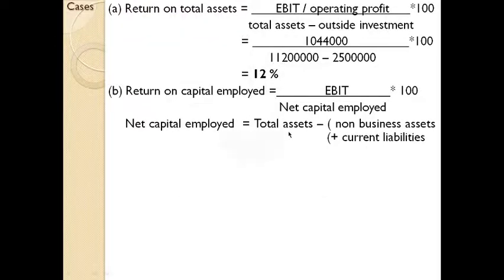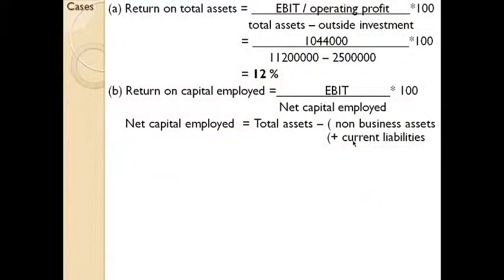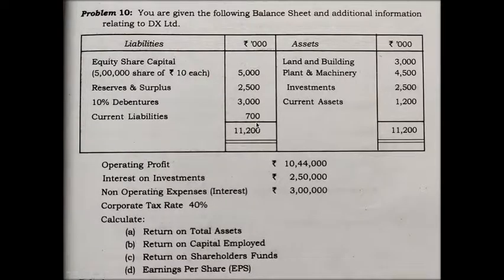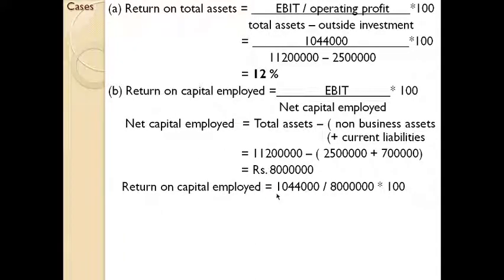Okay. Here total assets is 11,200 thousand, and non-business assets is investments, that is outside investments, and current liabilities are already given. So you will get total assets minus non-business assets plus current liabilities, you will get 80 lakhs. And now substitute the same in the equation, you will get return on capital employed is earnings before interest and tax, which is already given in the question, divided by 80 lakhs, you will get 13.05%.